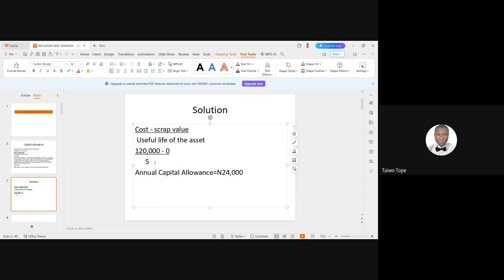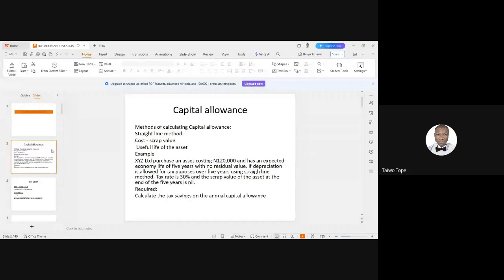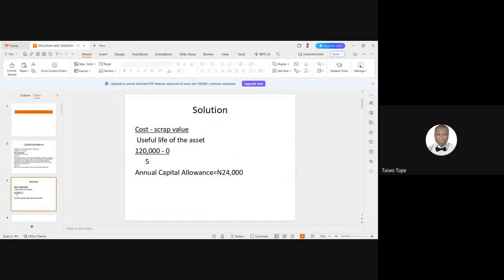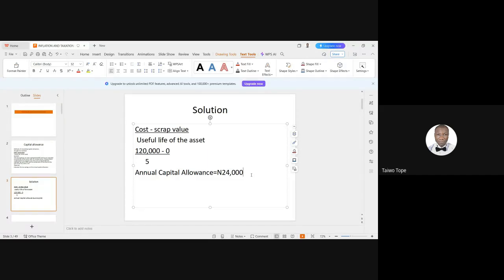Now, the question is asking us to calculate the tax savings on the annual capital allowance. The tax rate is 30%. So 30% of the annual capital allowance will give you the tax savings. Take note and follow, so that when we start moving, I know why I say everybody should join early, because once you get it, you enjoy every question that you see.